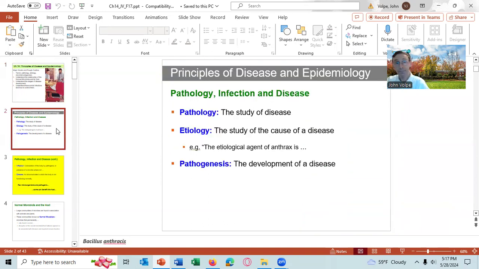All right. So pathology is the study of disease. Etiology is the study of the cause of a disease. For example, the etiological agent of the disease anthrax is the bacteria Bacillus anthracis. Pathogenesis is the development of a disease.